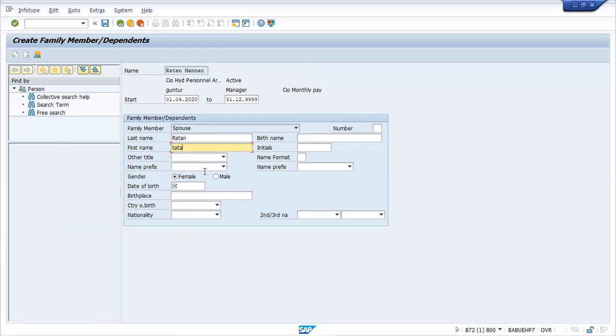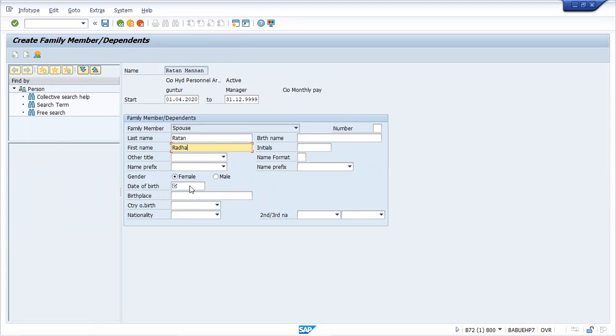Where do I need to enter the spouse name? The first name should be your spouse's first name. So basically what it will do is take your last name automatically, because the person is maintaining its spouse name. So you can directly get the last name. The first name only you have to change. Then you can mention the date of birth, nationality. All those remaining details are not required.